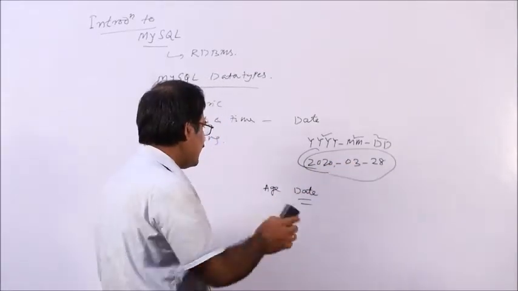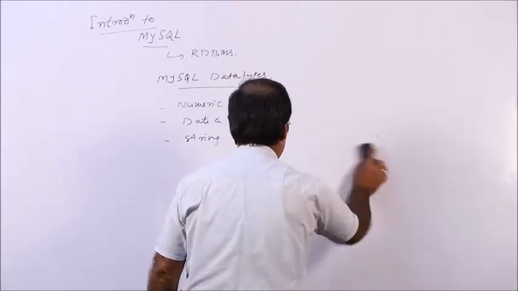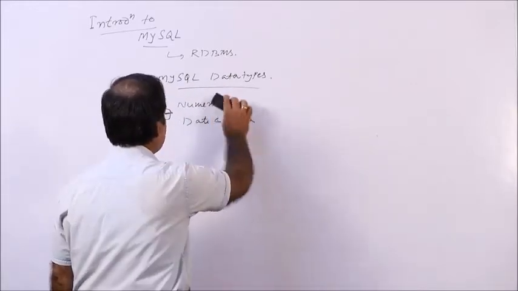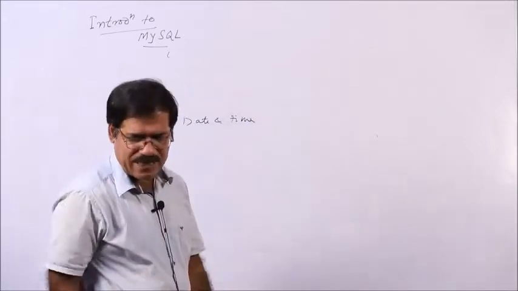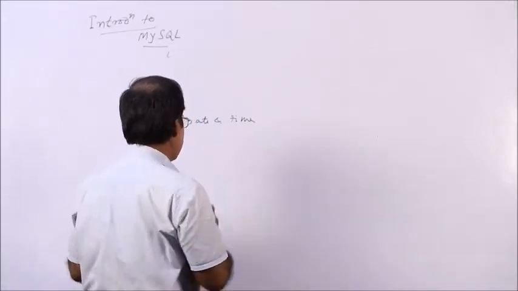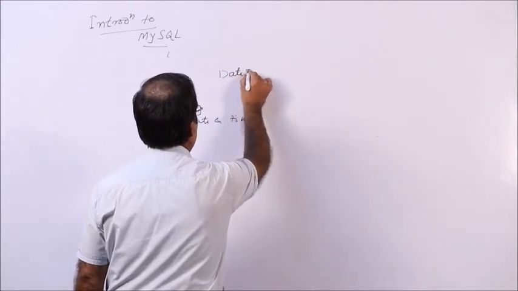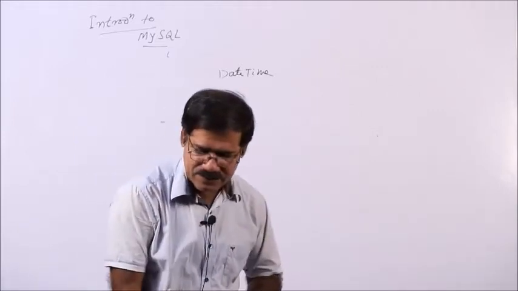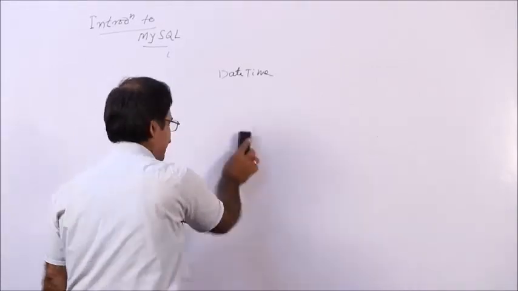The next format is date time. So, what is date time? Both the date as well as the time will come. So, another format is date time. What will the date time format show? Year, month, date as well as hour, minute, second.